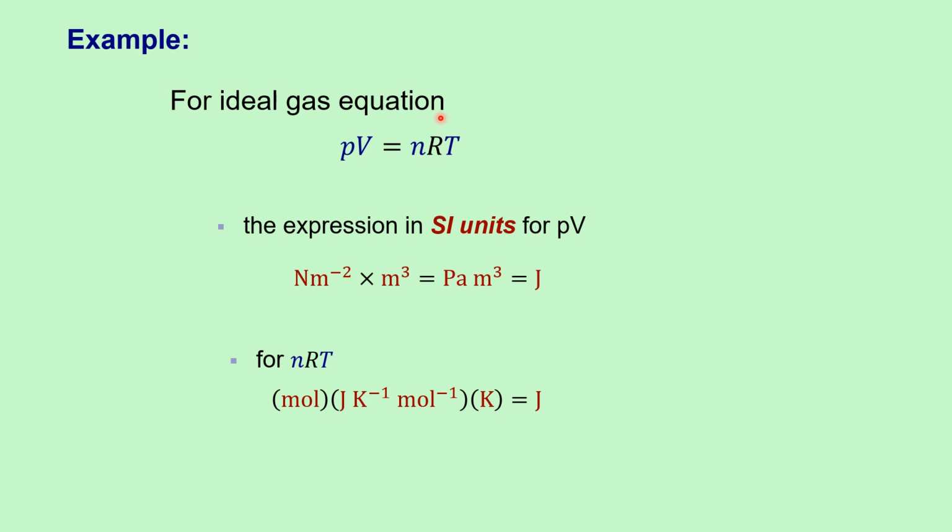And for the nRT, if you substitute the unit, you can get mole for the n. R will be the unit joule per Kelvin per mole, and T is Kelvin. So at the last, same as PV. So you can see that both give the same unit, joule.